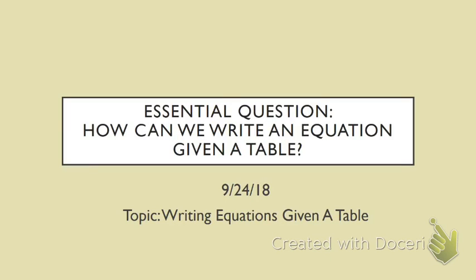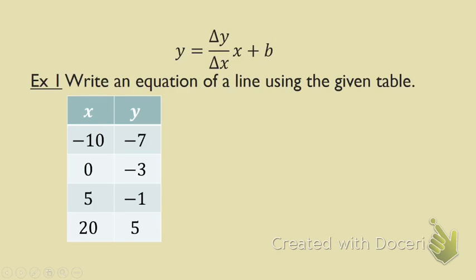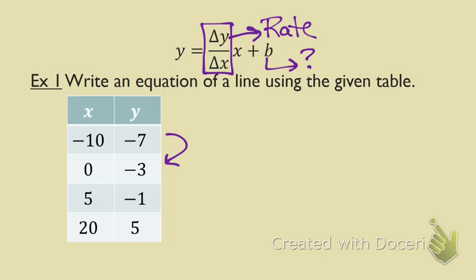So, essential question: how can we write an equation given a table? The goal of today is to figure out, or just remember, how we do this if I'm just given the table, no words. We've got to find a rate and then a magic number. We said that this placement was the rate and that this B was the magic number. So to find the rate, we've got to find the differences.